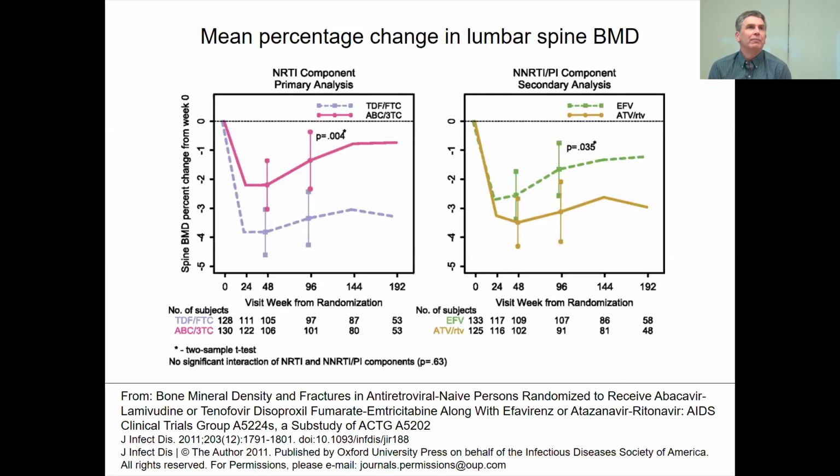These are data from a randomized controlled study that was really looking at the efficacy of two different nucleotide backbones, either tenofovir combined with FTC versus abacavir combined with 3TC. But helpfully, they performed a sub-study to look at bone mineral density in these patients. And what you see in the left-hand box, patients randomized to receive tenofovir, shown in the light purple, had a significantly greater drop in their bone mineral density as compared with patients who received abacavir instead. So there's definitely an impact on bone mineral density. This has been seen in other studies as well.